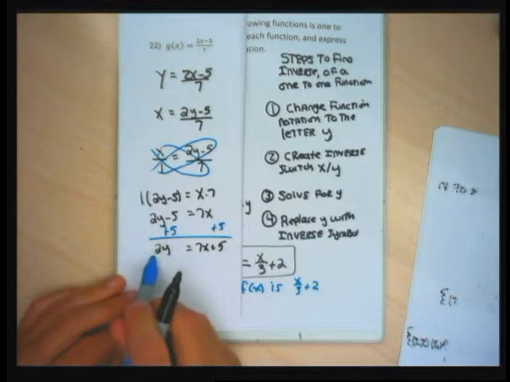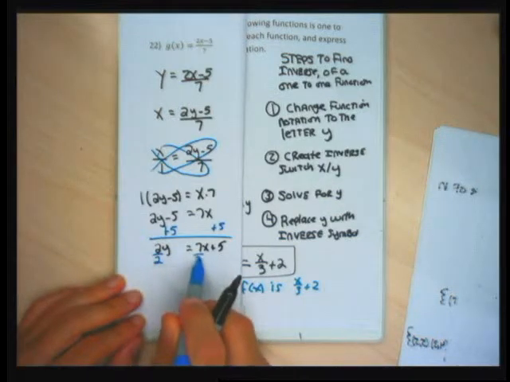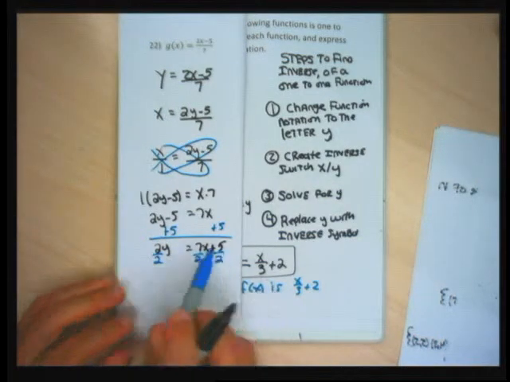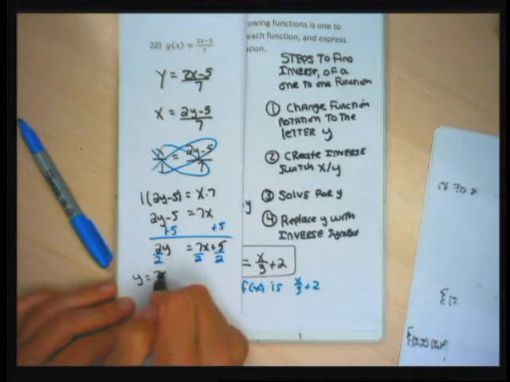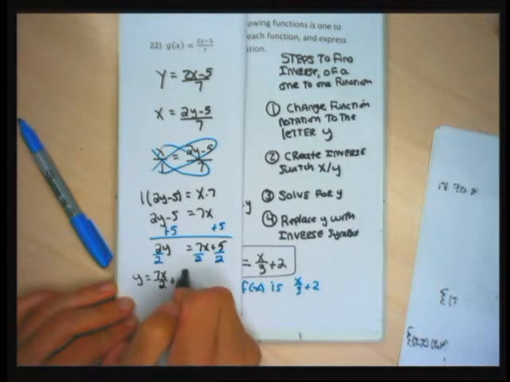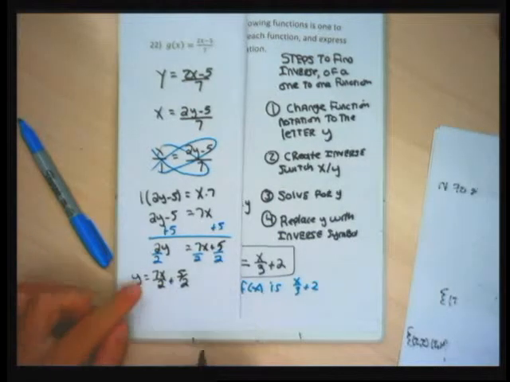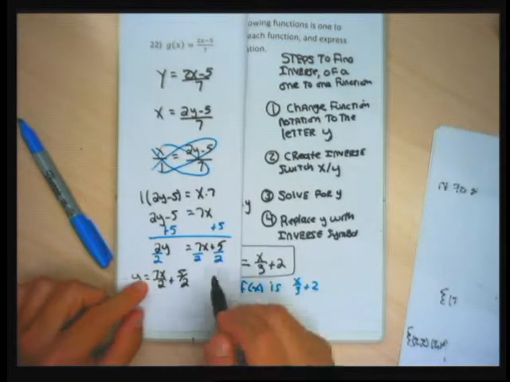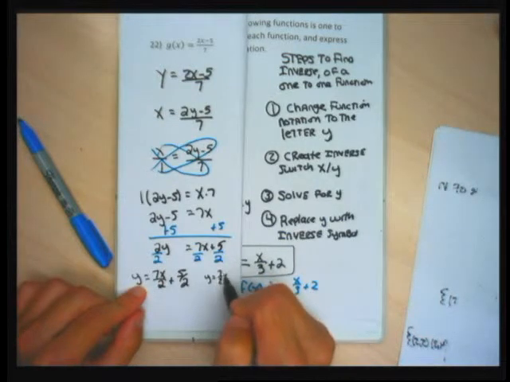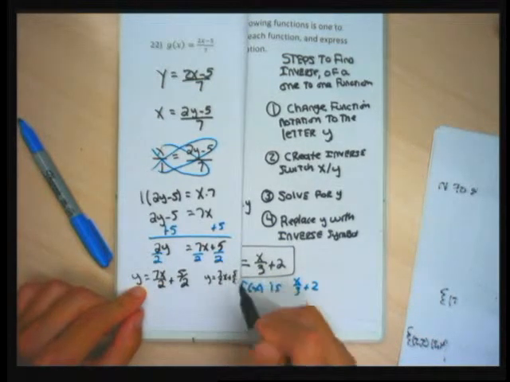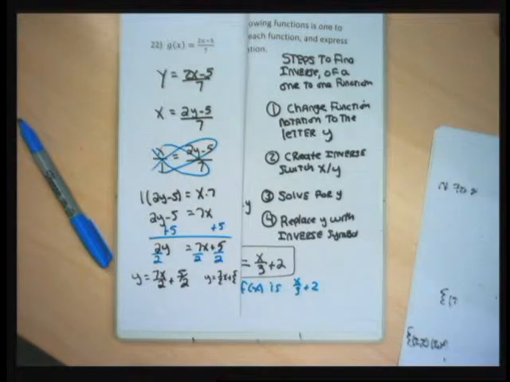It's safest just to divide everything by 2, even though nothing's going to reduce. I'm going to get y equals 7x over 2 plus 5 halves. The 7x over 2, I could bring the x out front. I could have written y equals 7 halves x plus 5 halves. Both of those are considered done with step 3, solve for y. Now I'm going to replace the y with the inverse symbol.